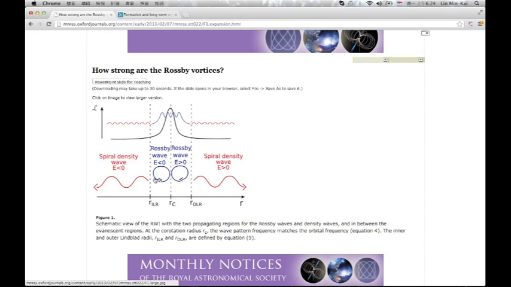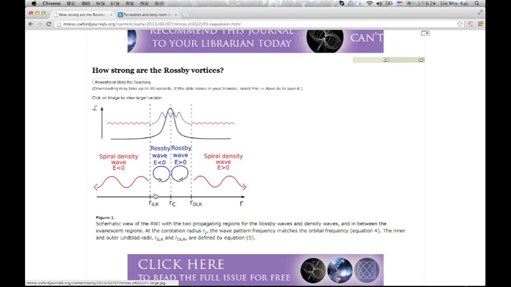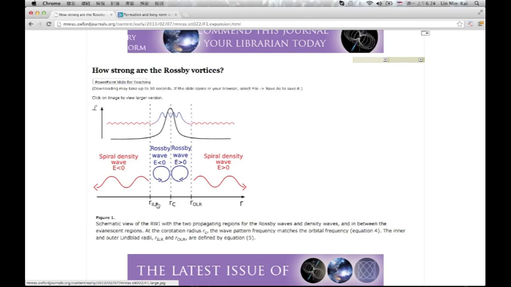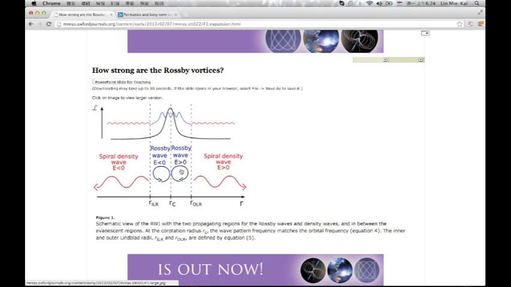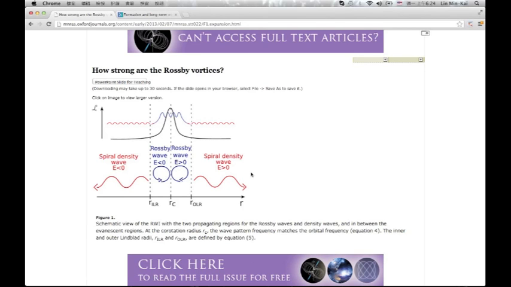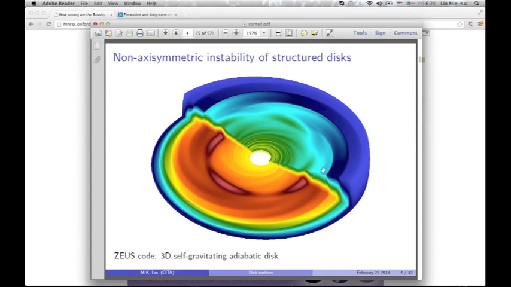And as energy or angular momentum is transported from the inner disk to the outer disk, the inner Rossby wave becomes more negative in energy, and the outer Rossby wave becomes more positive in energy. And this leads to an instability. And the result of the nonlinear evolution of the instability is the formation of these large-scale vortices in the disk.